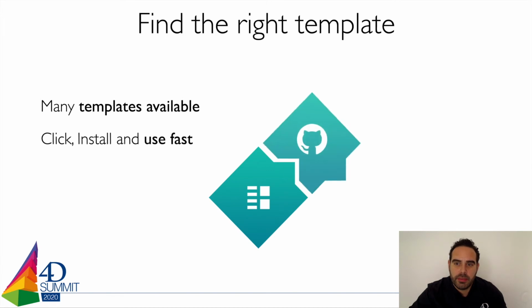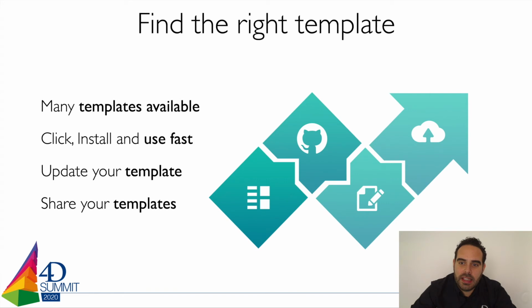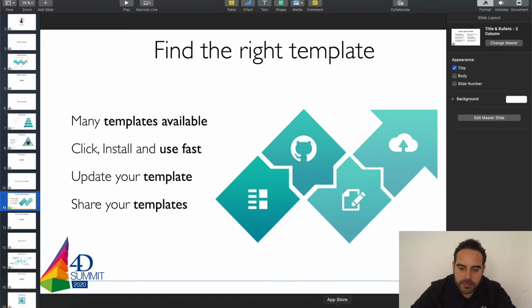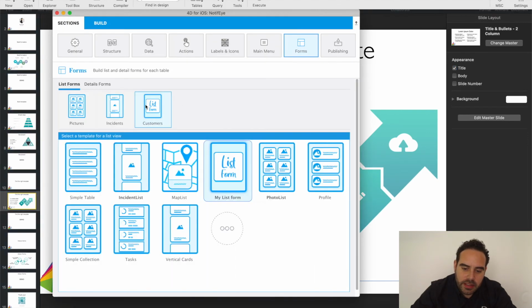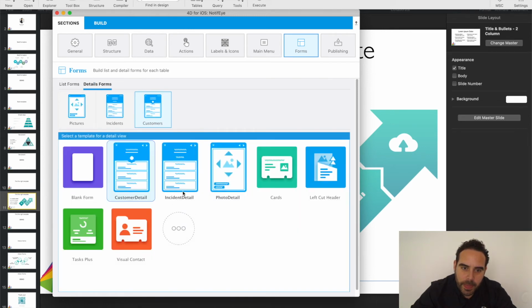The 4D for iOS interface has been built to use your template with minimum effort. Just click on the download button to start working with a selected template. Once the template has been downloaded, you can modify it to suit your needs and share it with others if you want. Let's see how it looks and how it works in our project editor. As you can see, there is this new More button, this More icon that is available for both list forms and detailed forms here.